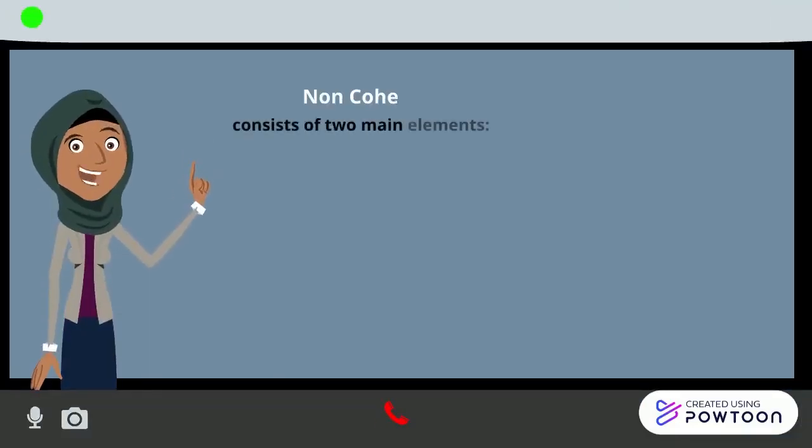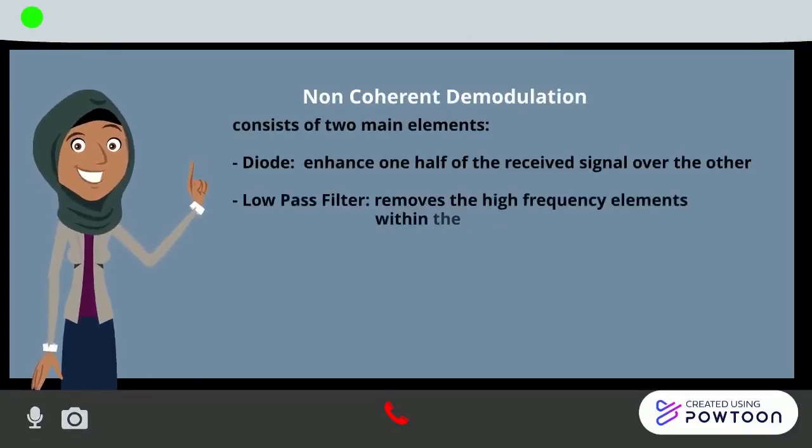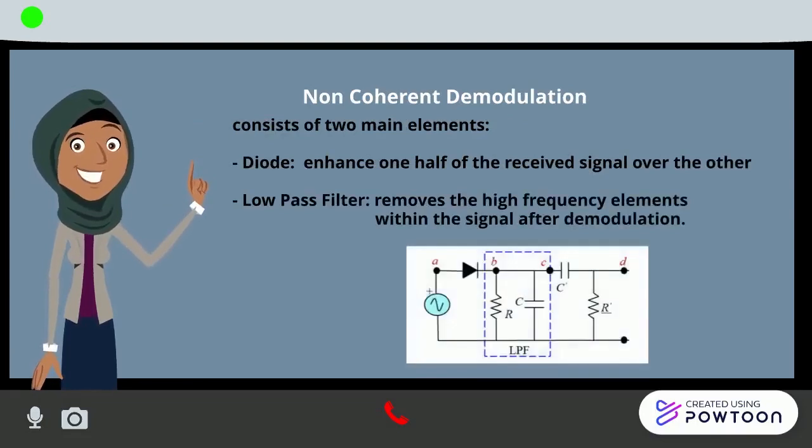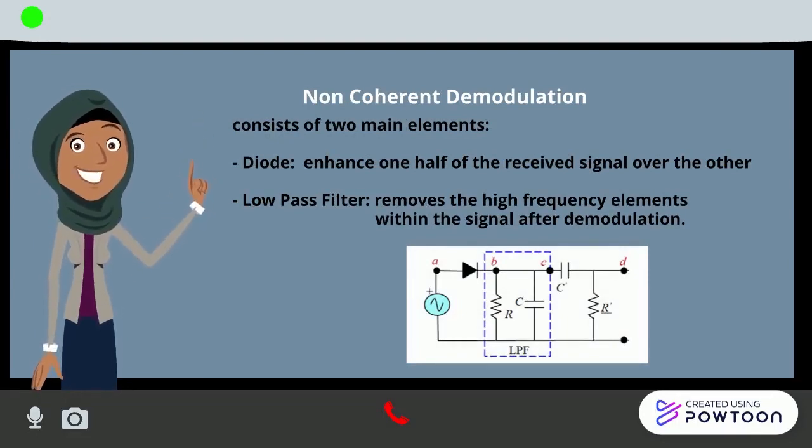An envelope detector consists of two main elements. The first is a diode or rectifier, where the diode in the detector serves to enhance one half of the received signal over the other. In many instances, Schottky diodes are used for this form of detector because signal levels may be low, and Schottky diodes have a much lower turn-on voltage than standard silicon diodes.